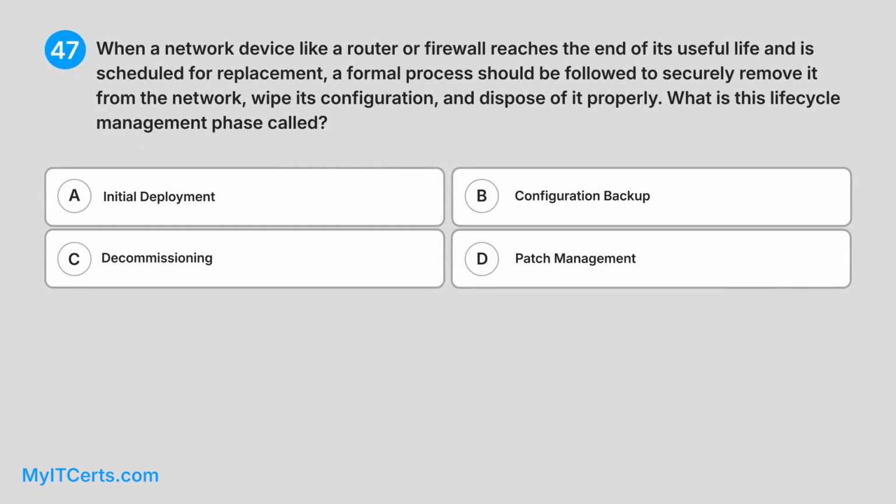47. When a network device like a router or firewall reaches the end of its useful life and is scheduled for replacement, a formal process should be followed to securely remove it from the network, wipe its configuration, and dispose of it properly. What is this lifecycle management phase called? A. Initial deployment. B. Configuration backup. C. Decommissioning. D. Patch management. Do you know the answer?